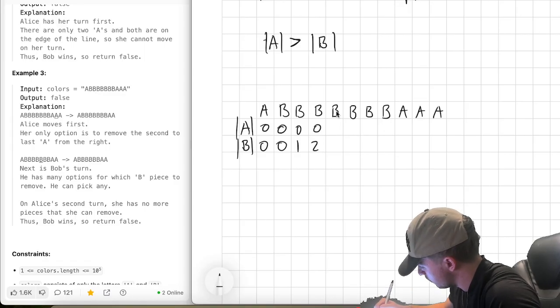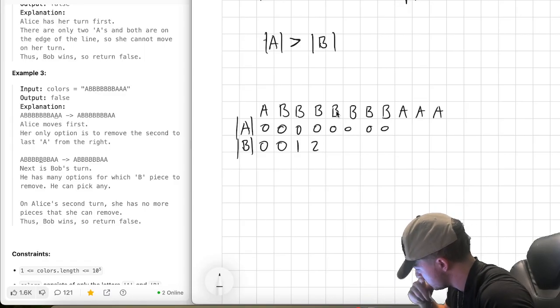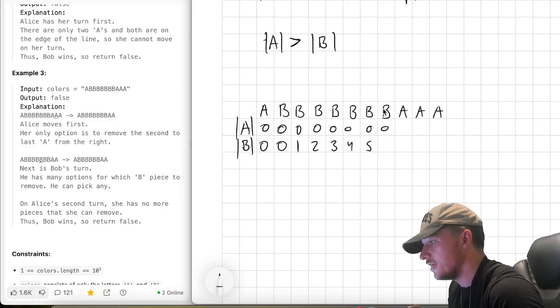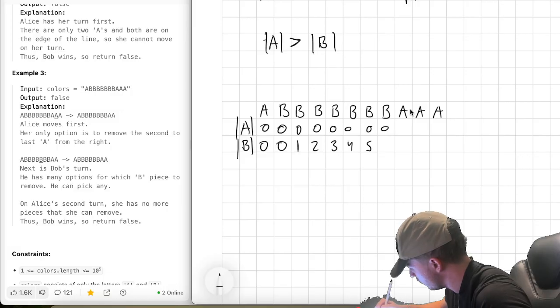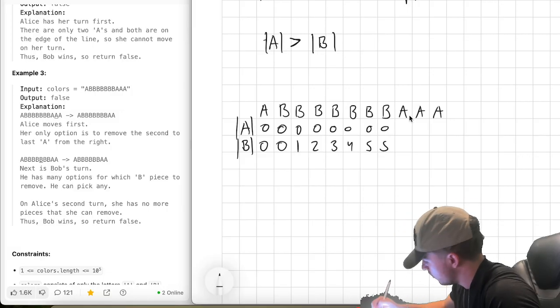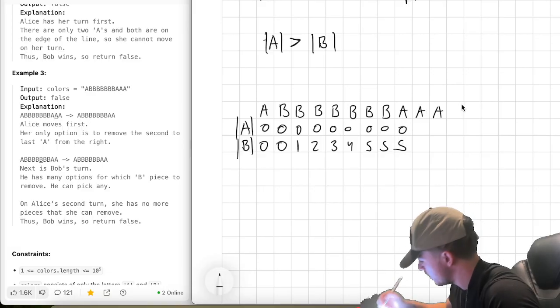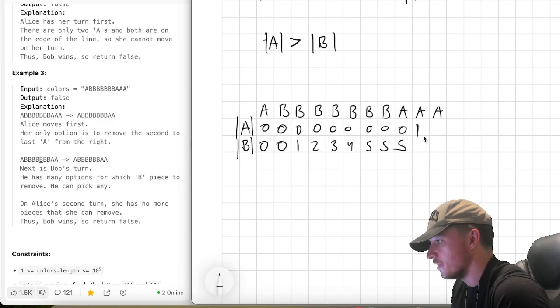I'm just counting through. These are all going to be B's, obviously. 3, 4, 5. And then here, can Bob remove this B? Well, one neighbor is a B and the other neighbor is an A. No, so no, 5. Can Alice remove this A? No, because one neighbor is an A, the other a B. Can Bob remove it? No, he can't remove A's. Can Alice remove this A? Yeah, one neighbor is an A, the other neighbor is an A, so yes. Can Bob remove this B, this A?